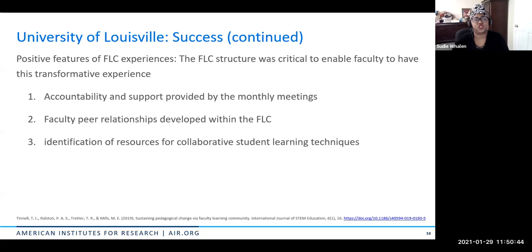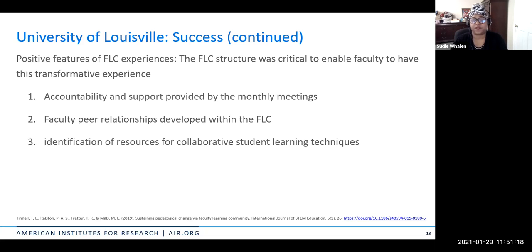The FLC structure was critical to enabling the faculty to have a transformative experience. So what happened here was accountability and support provided. They felt a lot of accountability and support via the monthly meetings. A lot of times we were like, one more meeting, this is one more thing for me to do. But they actually found that by attending these monthly meetings, they did feel more supported, and they felt a higher increased level of accountability for their students' learning because they knew they had to come back and see their peers monthly to talk about how things were going. So that was increased in a positive way.